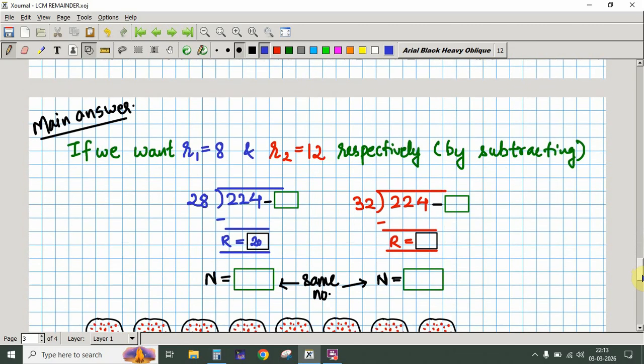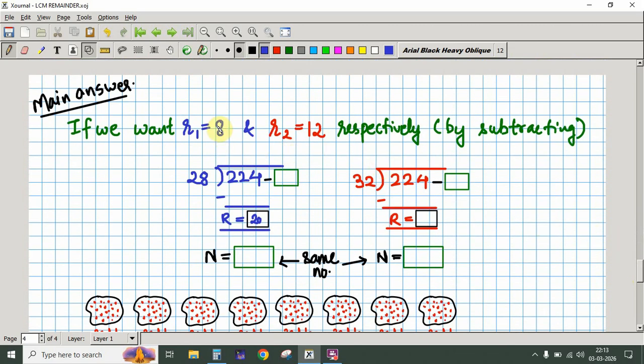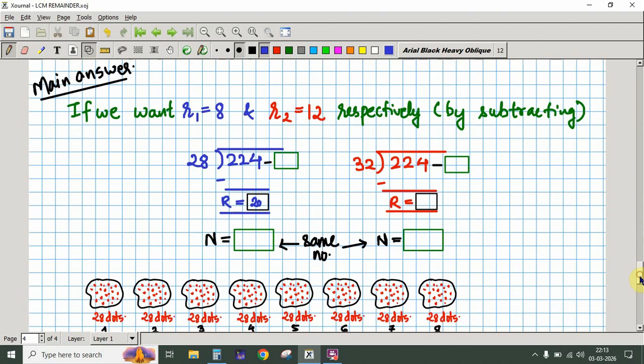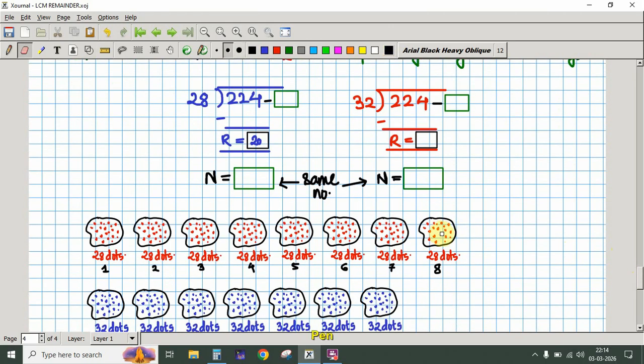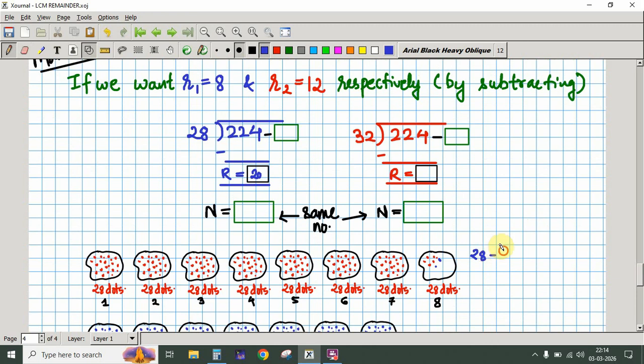Coming over to the question. Now, these are the remainders that we want in our main question. Something good will happen in this part: the dots that we are removing will be equal. Now I want remainder 8 in the last set. Let's say these are the 8 dots. So out of 28 minus 8, I have removed 20 dots, right?